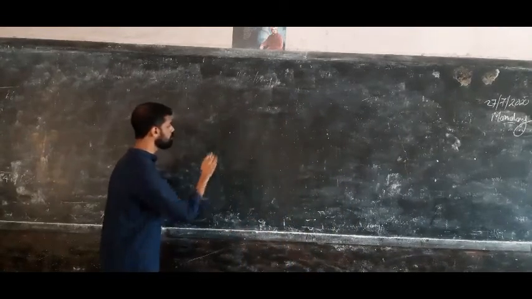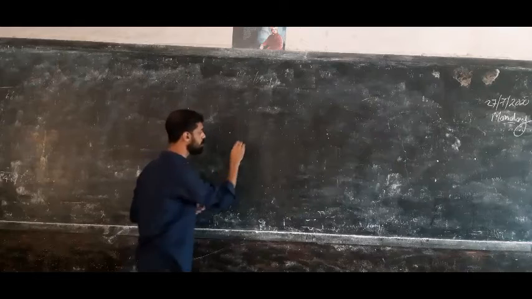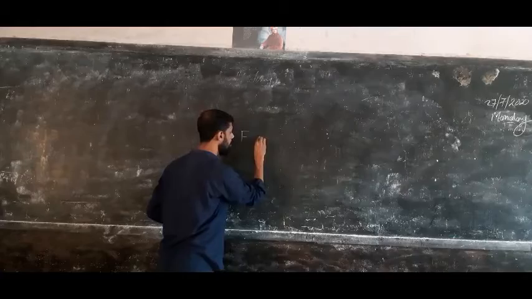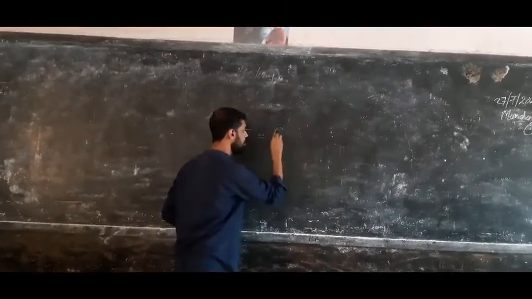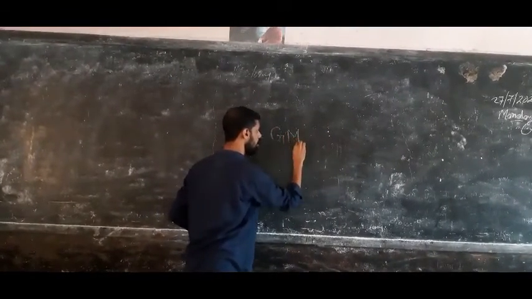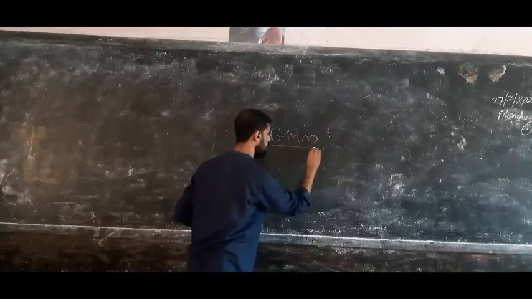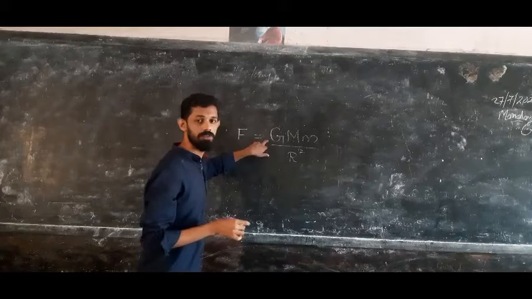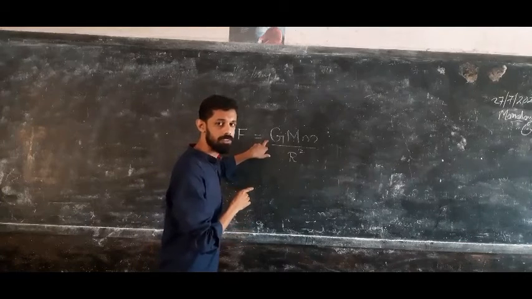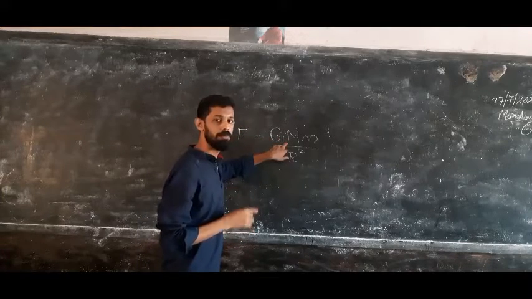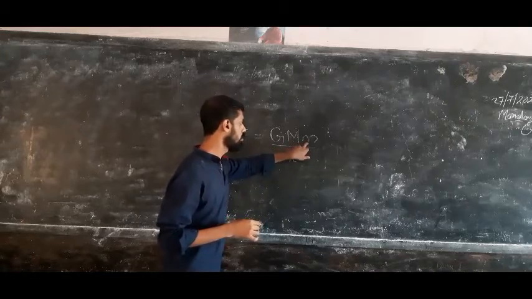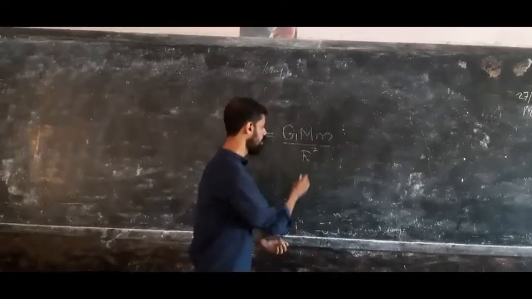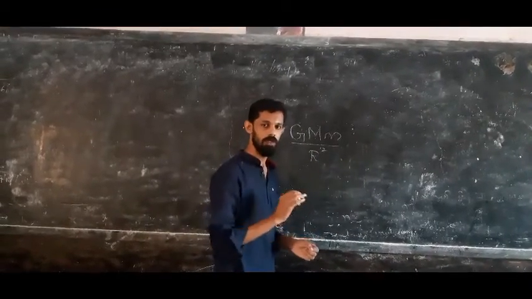So, what is the gravitational force equation? Gravitational force is represented by the letter F. F equal to G M m divided by R square. We know this. What is G? Universal gravitational constant. Capital M, the mass of the Earth. Small letter m, the mass of the moving body. R, the radius of the Earth.